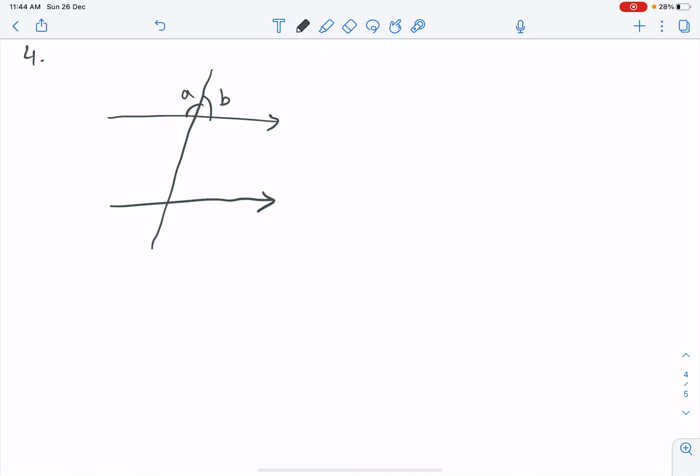Question number 4 says, in the given figure, find the measure of unknown angles. This is your parallel line, this is also your parallel line, and this is your transversal line. A, B, C, D, E, F and G. And this is your 110 degrees. So you have got this and you have to find the rest. So you can write that A is equal to 110 degrees first of all. Why? Because of corresponding.